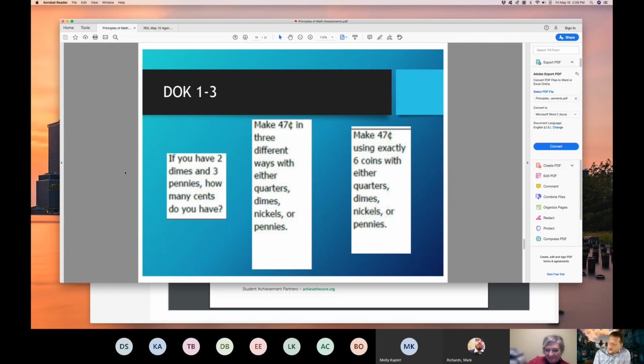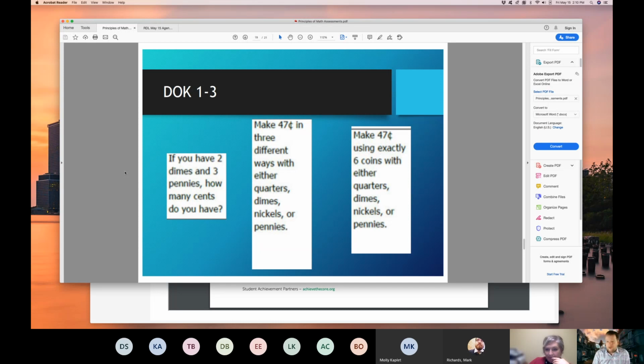And then if we go to the last one, make 47 cents using exactly 6 coins with either quarters, dimes, nickels, or pennies. The question becomes, am I at a DOK2, a DOK1, or a DOK3? Vote now with your fingers or with a text box or with audio. This one definitely moves me to the 3 level because it's non-routine. At the end of the day, you have to make it exactly with the constraints that I'm giving you. And in mathematics, it's those constraints that often move us to a DOK3 level.